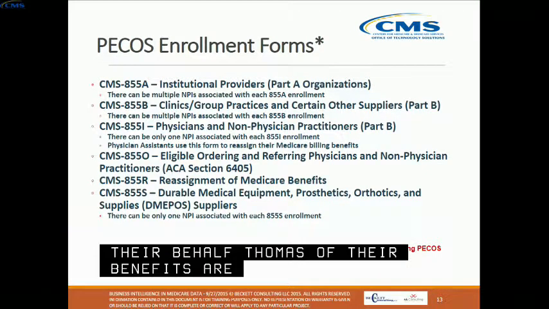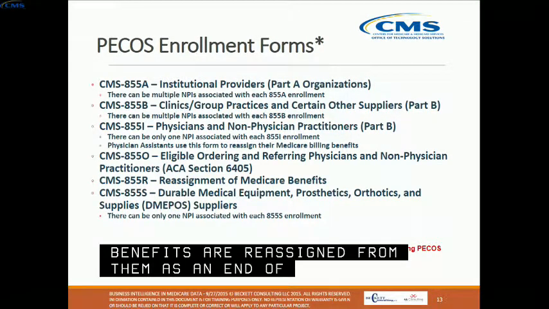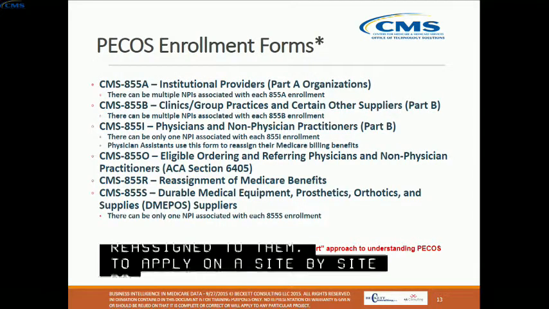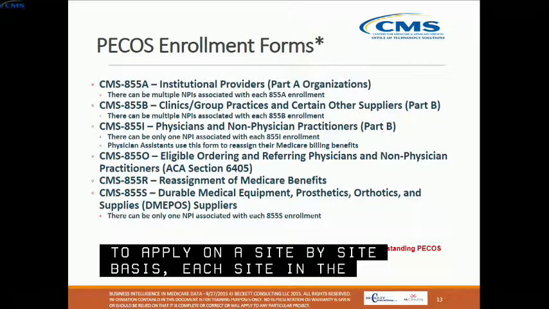And then the 855S is a form that allows the DME suppliers to apply on a site-by-site basis. Each site in the 855S is associated with one and only one site, and each of these applications has one and only one NPI.